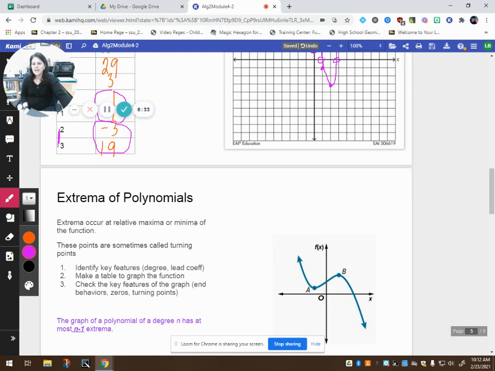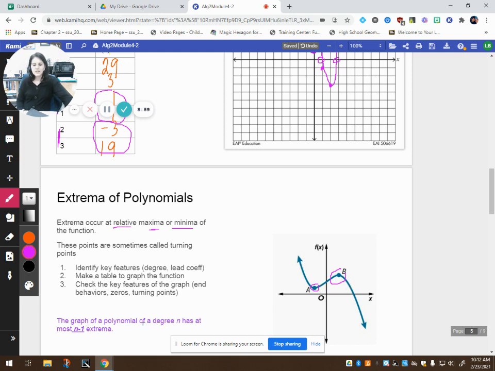All right, so looking at extrema, the extrema of polynomials occur at relative maxima or minima. It's exactly what it sounds like. A maximum is the highest point in regards to the points on either side of it, and a minimum is the lowest point with regards to the points on either side of it. Sometimes these points are called turning points because if you look at it, the graph is changing directions.